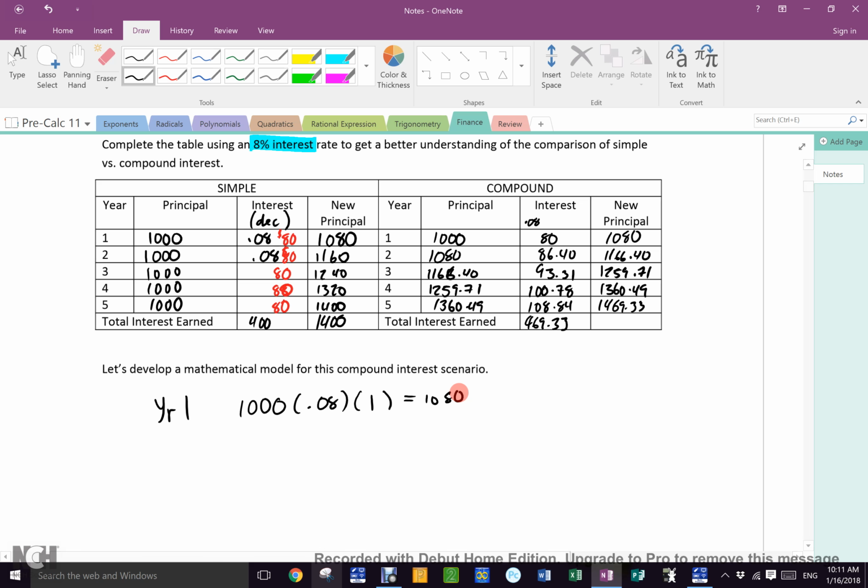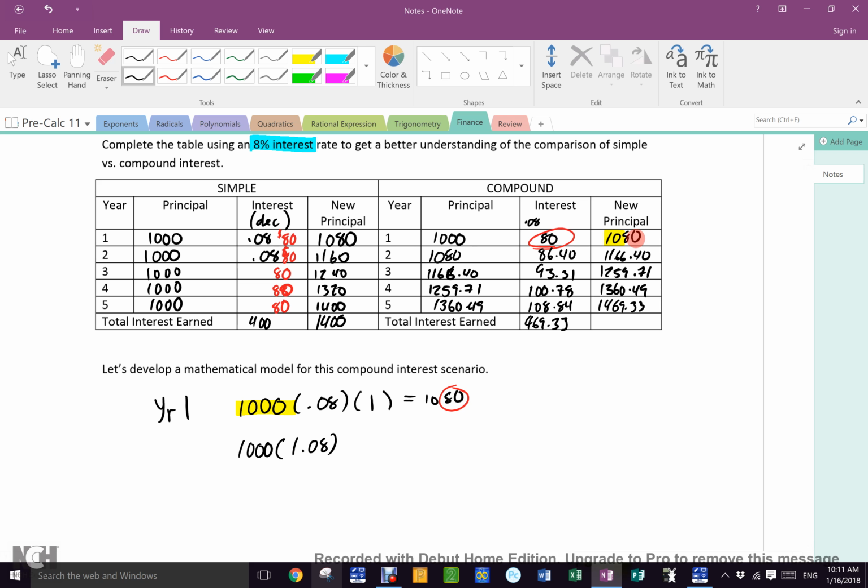Right? Okay. So now notice that the 80 was my interest, and notice that I kept my original 1,000 right there, yes? So really what I did was I took my principal of 1,000 and I multiplied it by 1.08. Does everybody see that? Because the 1,000 times 1 covers the 1,000, and the 1,000 times 0.08 covers the interest. Is everybody with me? Okay.